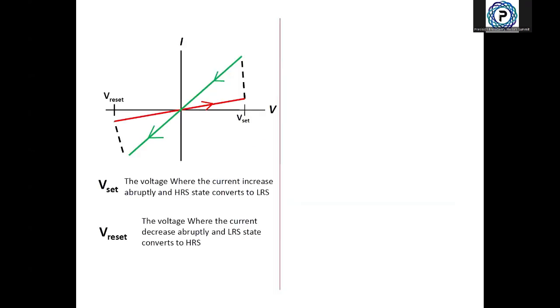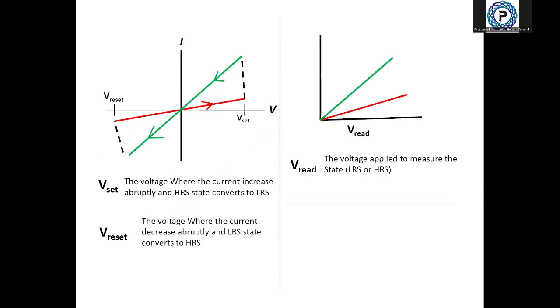There are a few terms you need to understand to understand resistive memory more broadly. At a certain voltage the current rises abruptly. This voltage is called V set, and the process is called the set process. At another voltage the current decreases abruptly, and this process is called the reset process, and this voltage is called the reset voltage. Also there is a read voltage. By applying this voltage we examine the device condition: is it in LRS or in HRS?